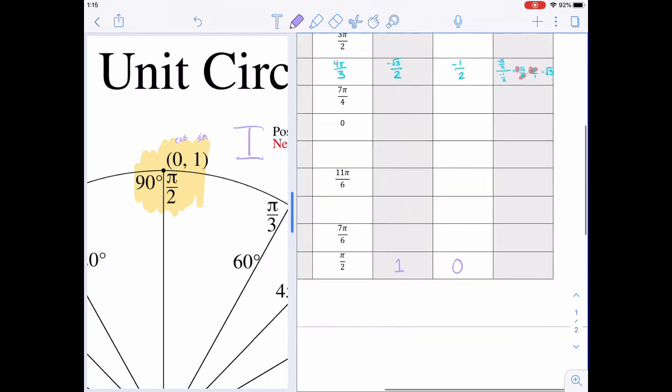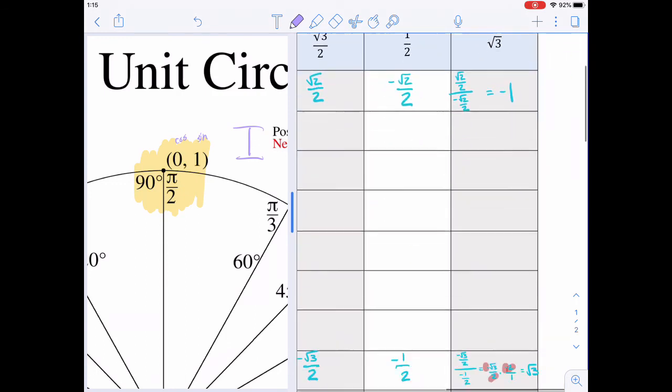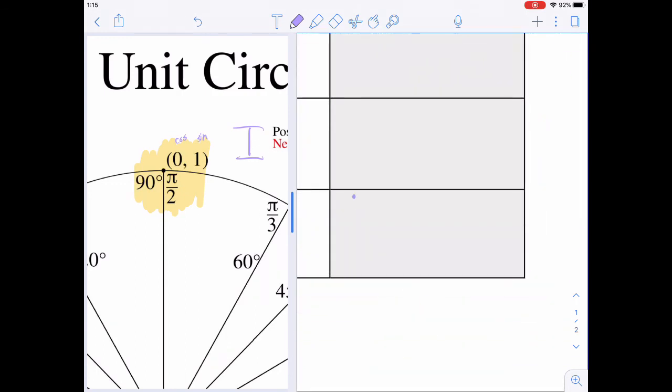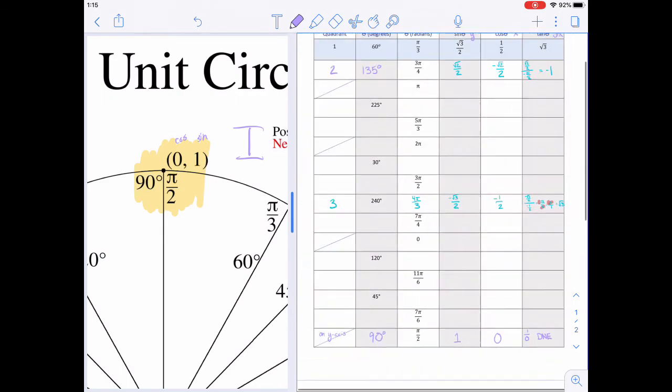Next, we're looking for tangent, which is y over x, or sine over cosine. Our y is 1, our cosine is 0. Here we're dividing by 0. This does not exist. And so your job is just to fill out the rest of the sheet using that same idea.